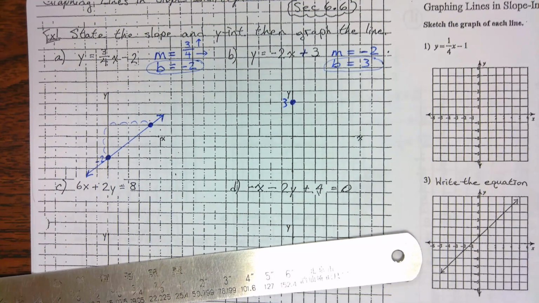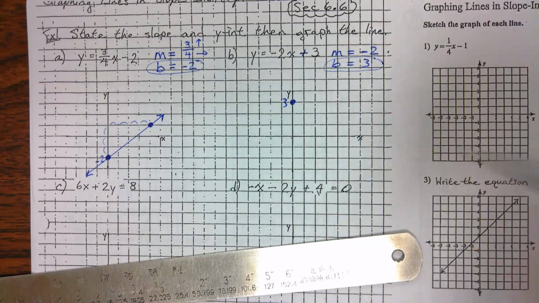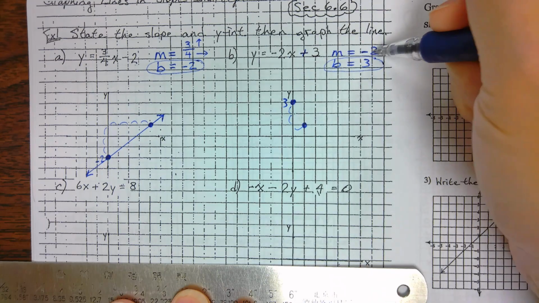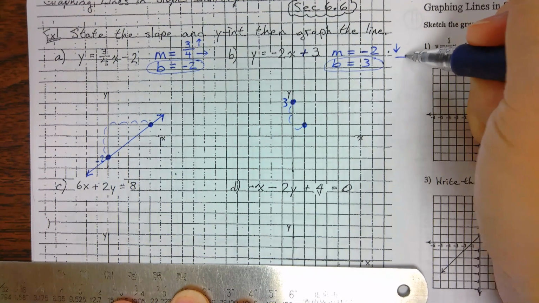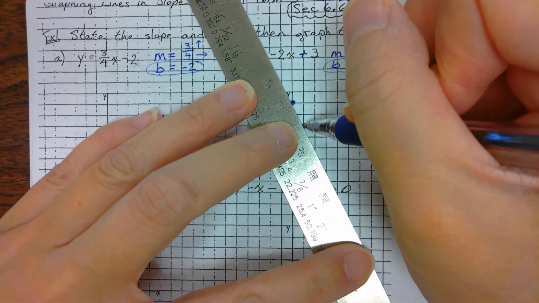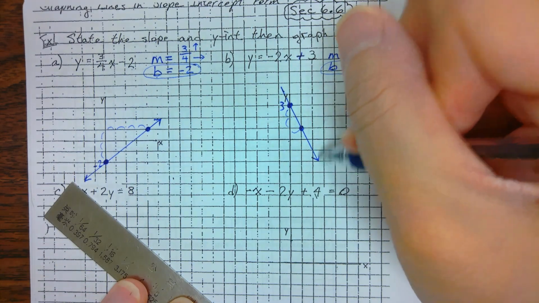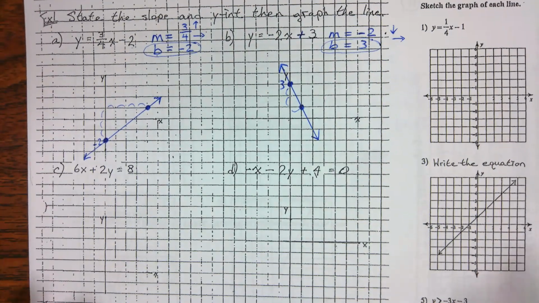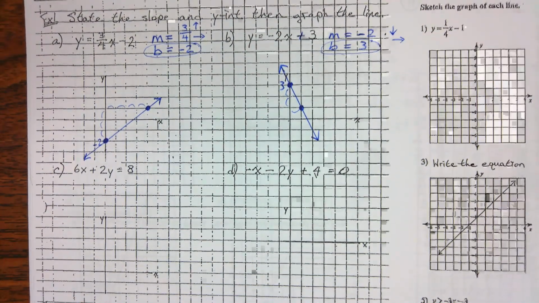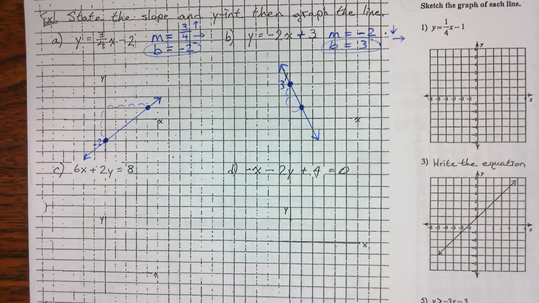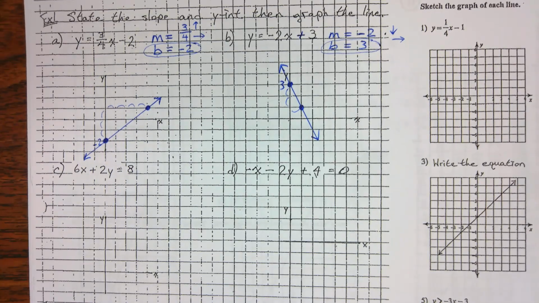And then from that point, what am I going to do? My slope is -2, so I should go down 2 and then 1 over. Excellent. Okay, so the -2 tells me to go down 2 and over 1. Okay, and there's my line. Any questions so far? Okay, again, this is nothing new. We graphed these lines since last week.